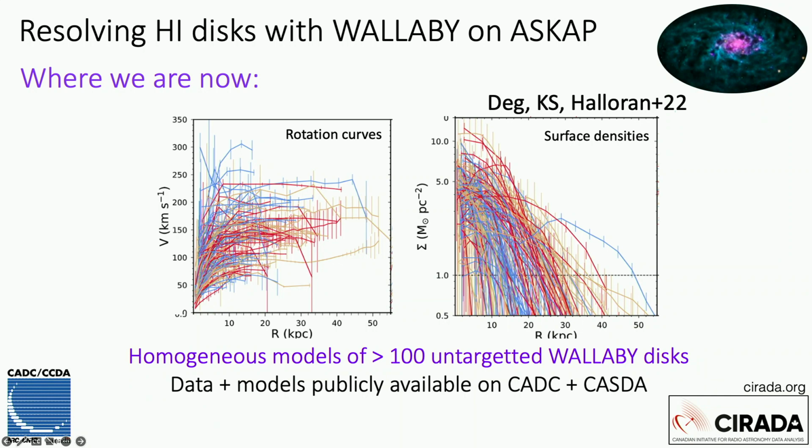The rotation curves for these galaxies are shown on the left. The surface densities for these galaxies are shown on the right. Basically, the different colors here represent different parts of the sky that we targeted. And all of these data and the models are publicly available. They're available at the Canadian Astronomy Data Center, and they're also available at its Australian equivalent called CASDA. And so we're heading towards delivering statistical samples of galaxies and models to the community.